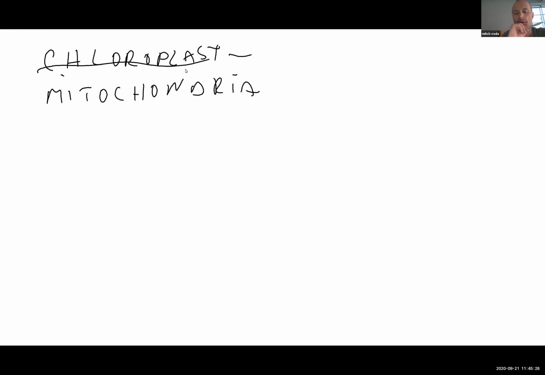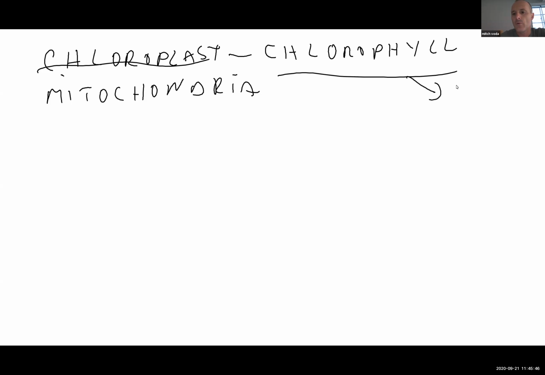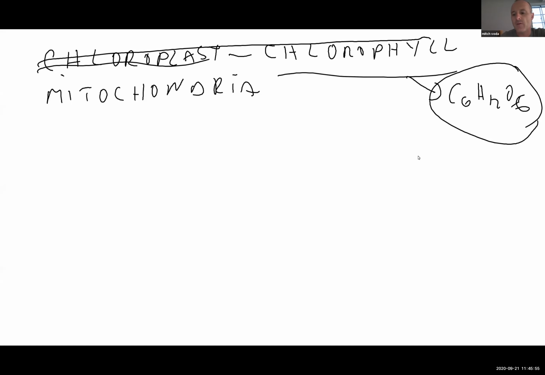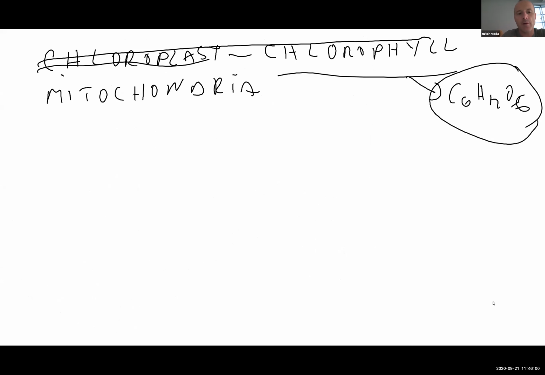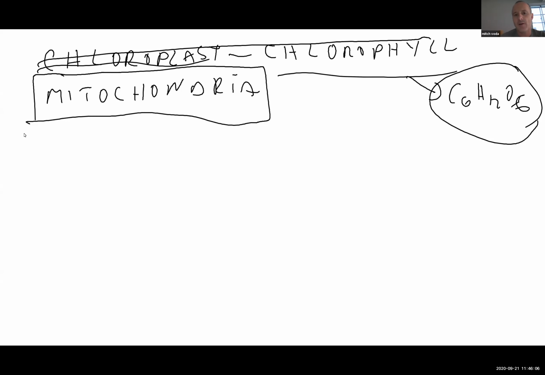So chloroplast definitely could not be, because chloroplast is made out of chlorophyll, and chlorophyll, as I mentioned before, absorbs the energy from the sun and turns it into glucose. So this one produces glucose, so basically cannot be part of cellular respiration. Now, the second possible organelle is mitochondria. Since it's the only one left, basically cellular respiration takes place in the mitochondria.